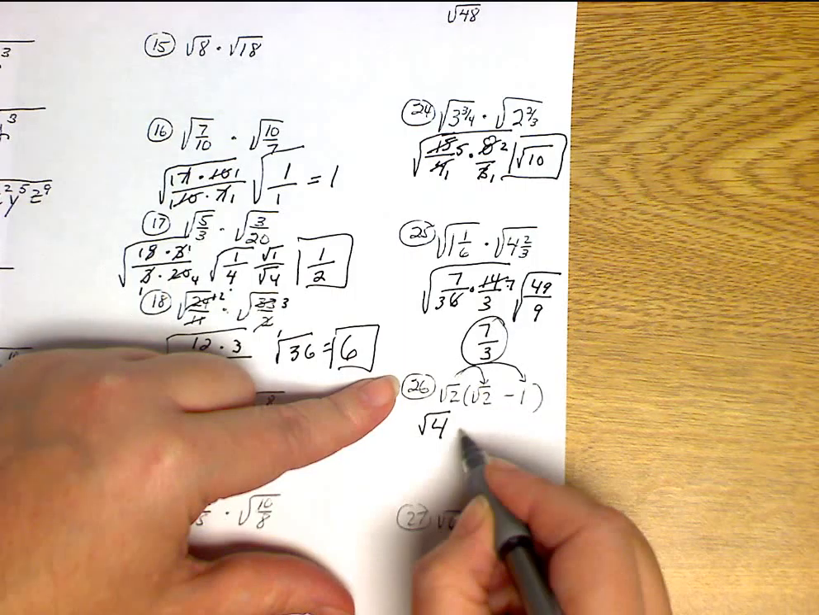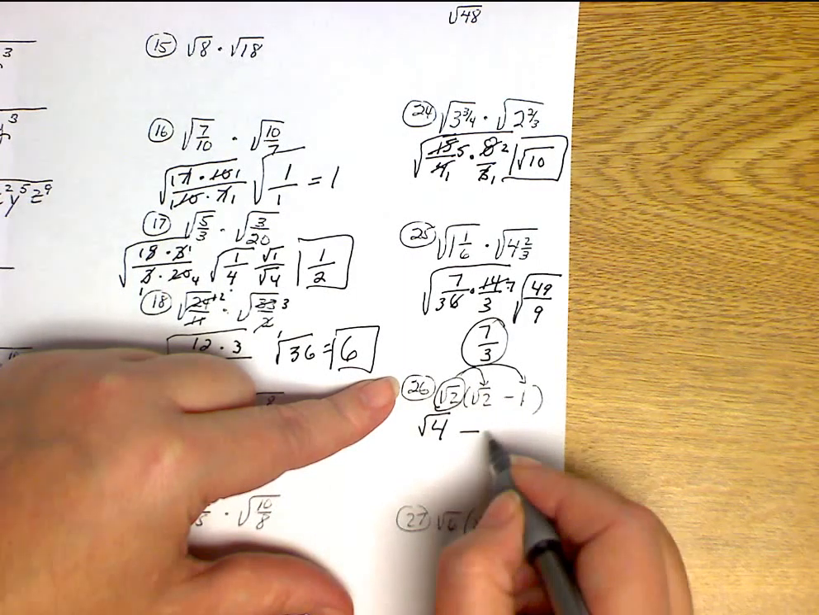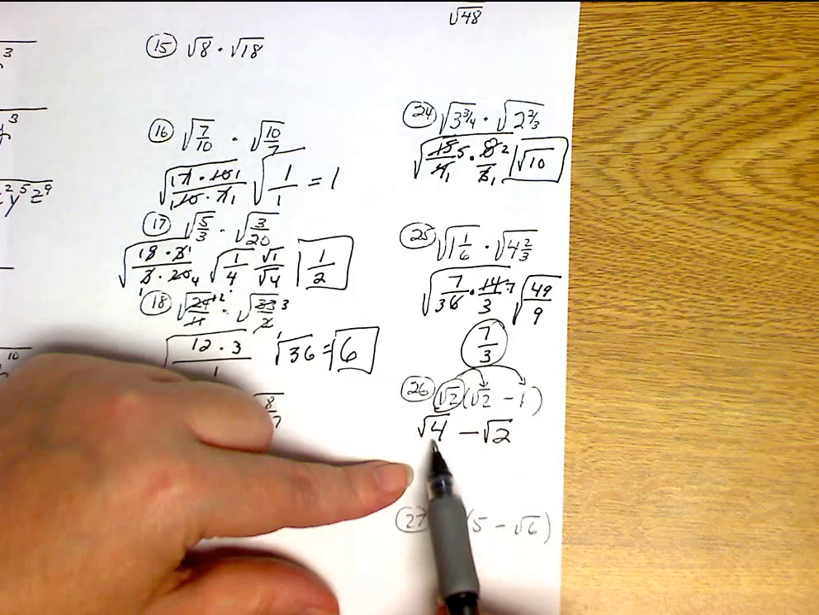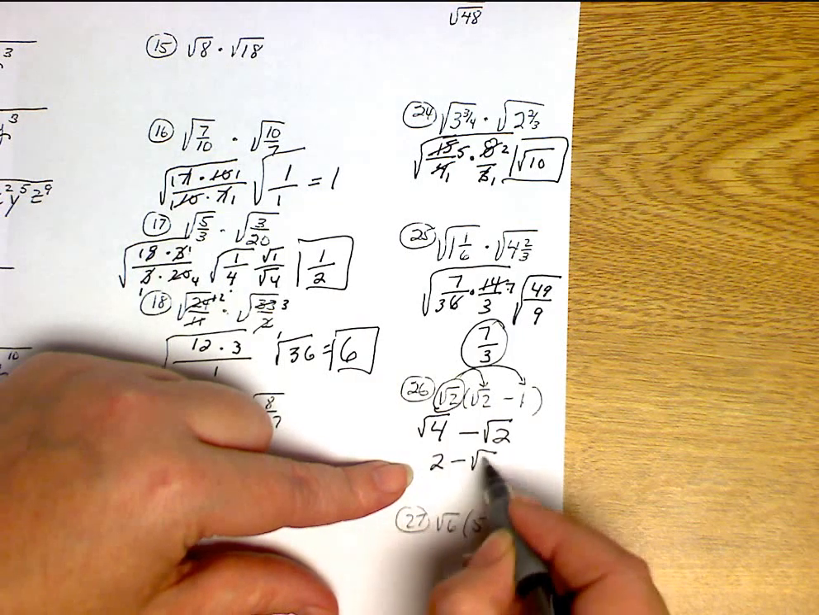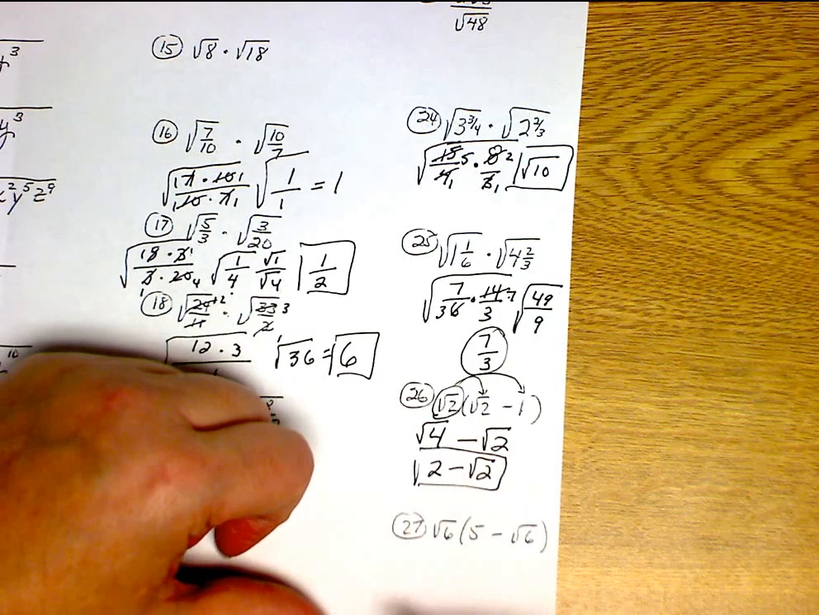Minus, we take the square root of 2 times negative 1, so it's square root of 2. Square root of 4 is 2 minus the square root of 2. If they don't look alike, you cannot combine them. All right? So you are done right there.